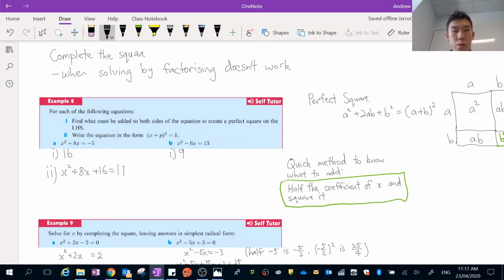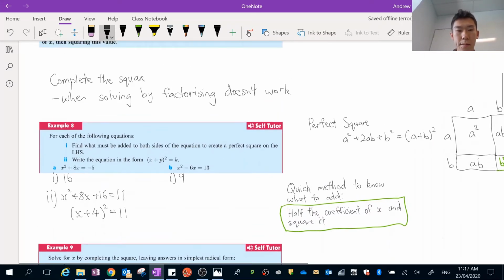Now you want to factorize. Now that you've added on your constant, the next step is to turn it into a perfect square by factorizing. The reason we added 16 is because now we can factorize this into x plus 4 all squared. We're not going to solve it here because we're done. Let's do b. We need to add 9 to both sides. So we get 22. Now this one becomes x minus 3 squared equals 22, and we're done. So that's example 8.